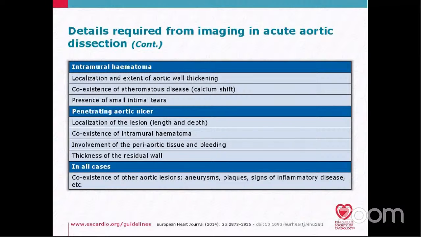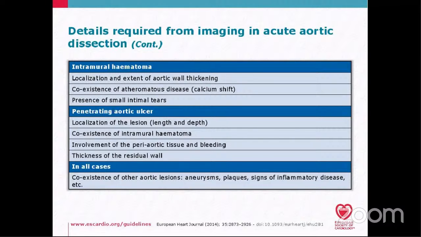You also need to know the coexistence of atheromatous disease and the calcium shift and calcium embolization from the atherosclerotic plaque, and the presence of small intimal tears which can later on produce a penetrating atherosclerotic ulcer, the localization of the lesion, the length and the depth, and the coexistence with the intramural hematoma, and whether it involved the perivascular tissue associated with bleeding, pseudoaneurysm formation, and the thickness of the residual wall available.